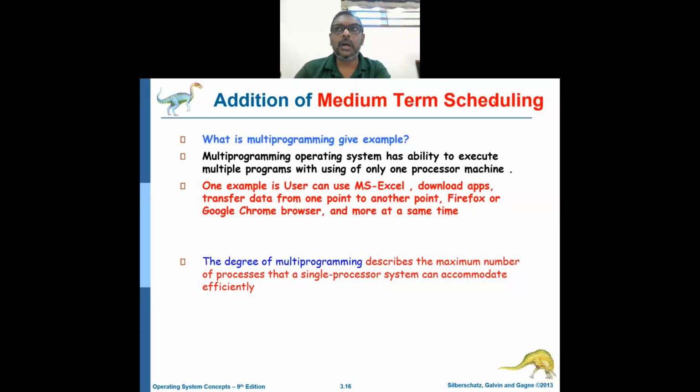Okay, the degree of multi-programming is the maximum number of processes that a single processor system can accommodate efficiently. That means what is the maximum number? 10, 20, 30, 40, 50? We are not sure. So the degree of multi-programming means what is the maximum number? What is the maximum it can take? So the OS has to put a stop to this.